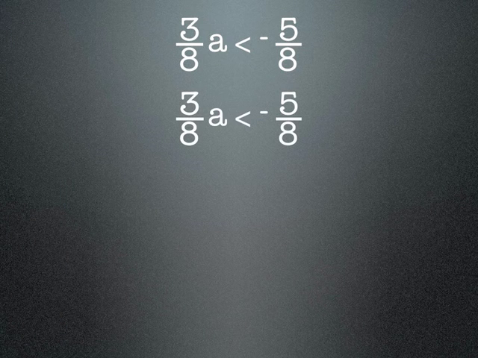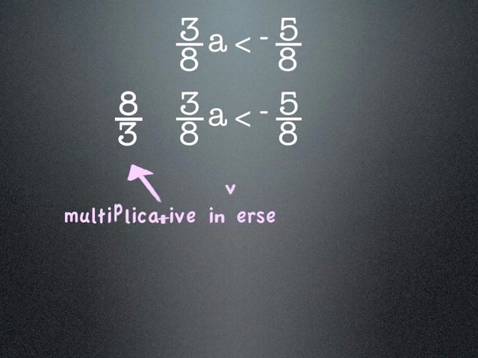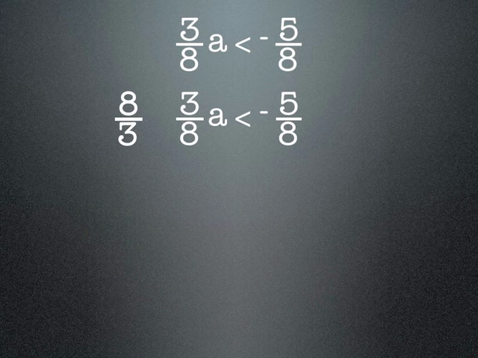And for that, we'll multiply by the reciprocal of 3/8, which is 8/3. When we simplify this, there's a multiplicative inverse. When we simplify this, we'll get simply a on the left-hand side of our inequality. But whatever we do to the left-hand side, we also have to do to the right-hand side. And of course, that means we need to multiply the right-hand side of our inequality by 8/3 as well.